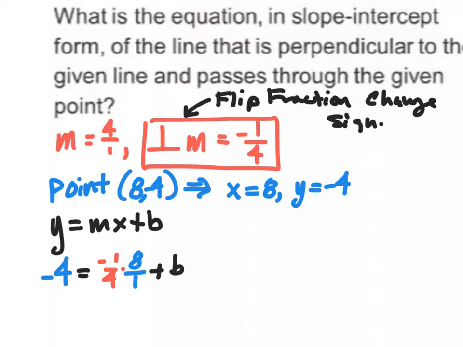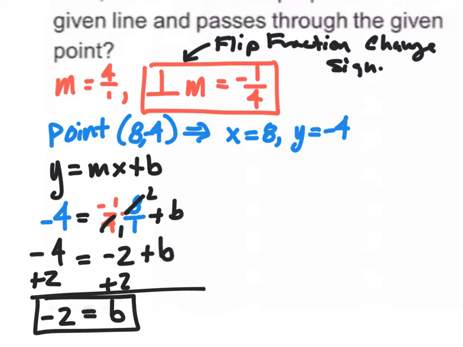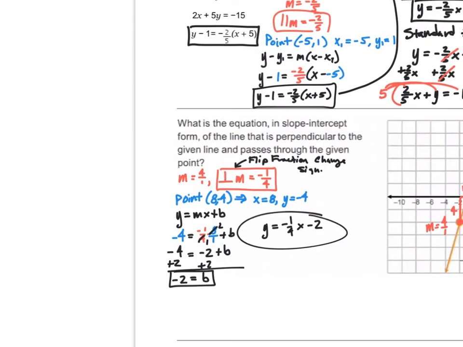Now, from here, I got 8 divided by 4, so this becomes 2 over 1. And so the fraction that I get here is negative 1 times 2 all over 1. So that's just going to give me a value of negative 2 plus b, and that's going to equal negative 4. So then I want to add 2 to both sides. Add 2, add 2. So then I get negative 2 is equal to b. And so that's my value for b. Here's my slope, so I just need to put it into slope-intercept form, and we write that y is equal to negative 1/4 x minus 2. And that's my answer, and that's what we're looking for.